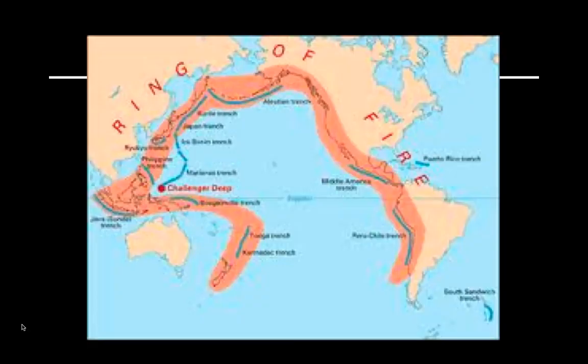Here's the ring of fire. You'll notice that the red part, this is the zone where plates are meeting, where the Pacific plate is hitting up against other plates. It's at this boundary location where volcanoes are most common.